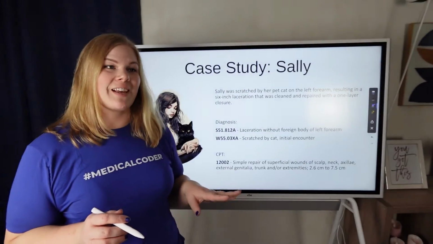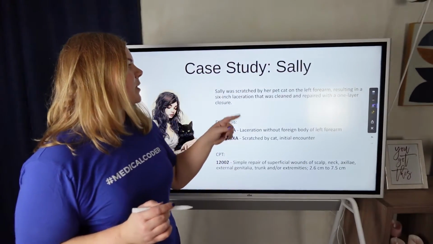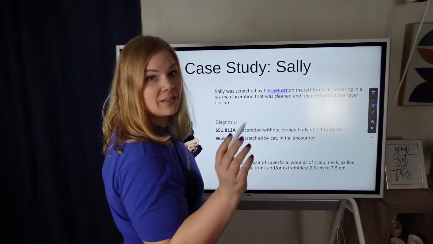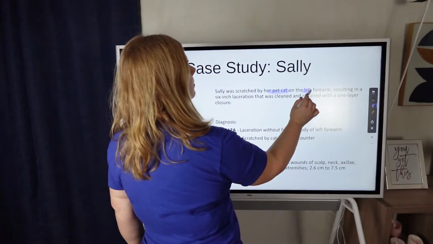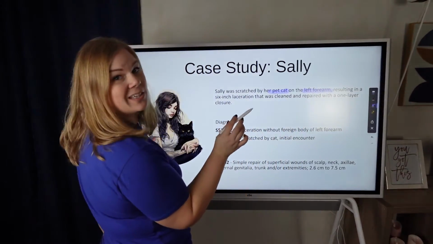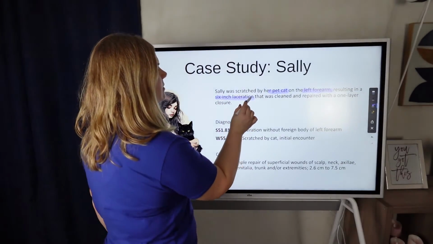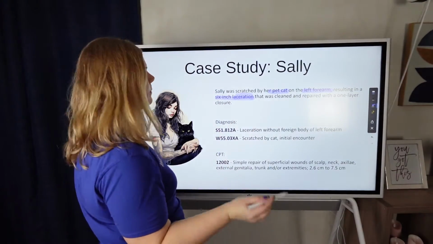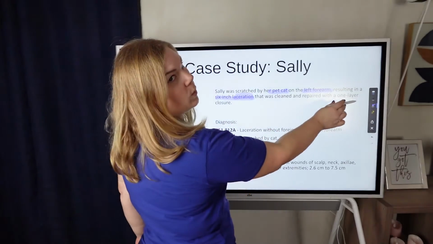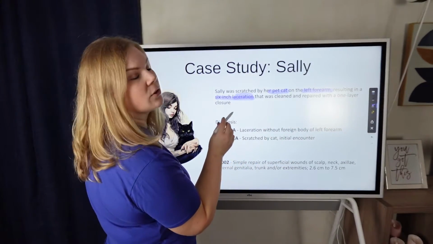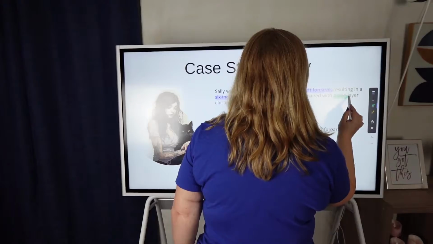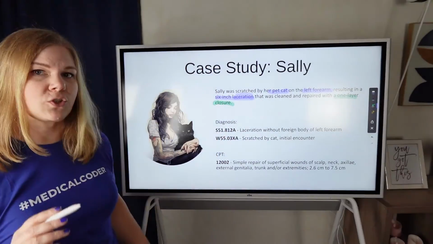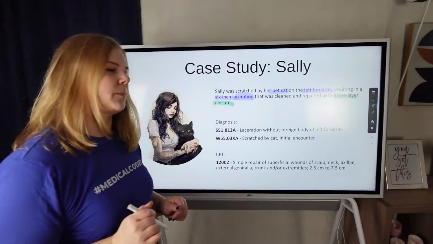So for our first case study here, we have Sally. Sally was scratched by her pet cat, so that we have the type of animal. On the left forearm is our location, and it resulted in a 6-inch laceration. So that's our type of injury, the laceration, right? It was cleaned and it was repaired with a 1-layer closure. The 1-layer closure is our procedure. So what can we tell from just this little bit of the story?